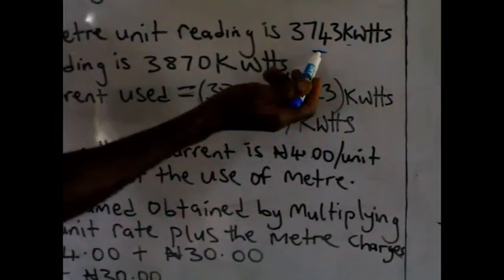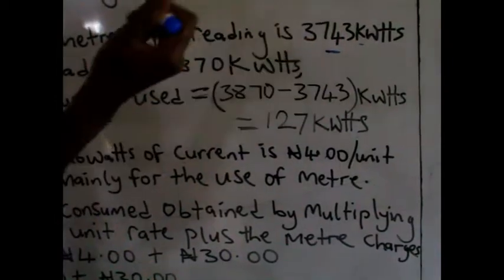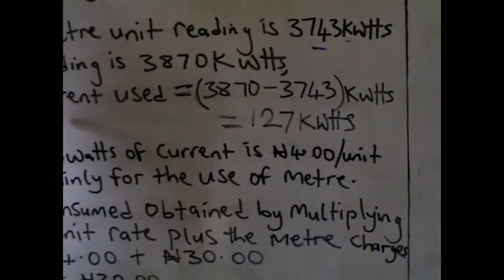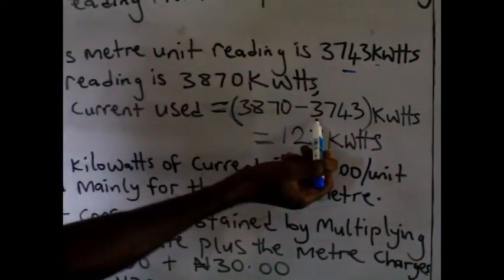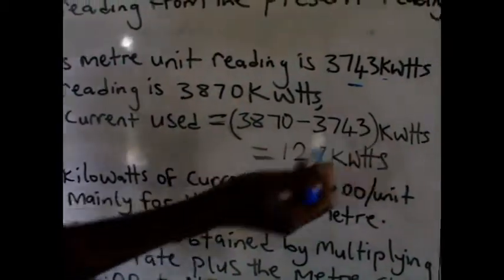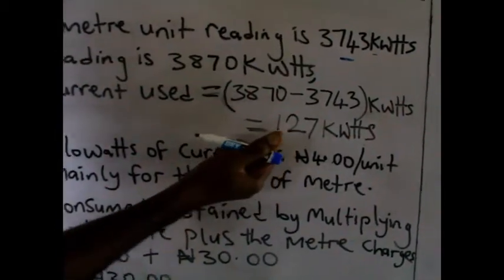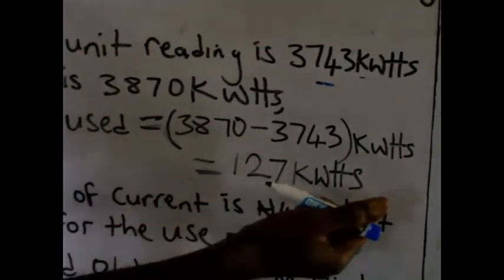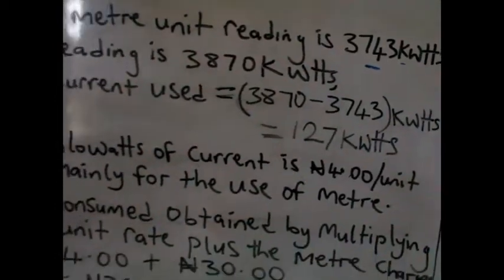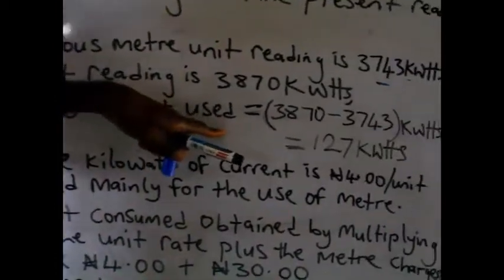it will be the present reading, 3,870 kilowatts, minus the previous one, which is 3,743 kilowatts. So when you do that, you arrive at 127 kilowatts. That gives you the quantity of electricity that we have used.